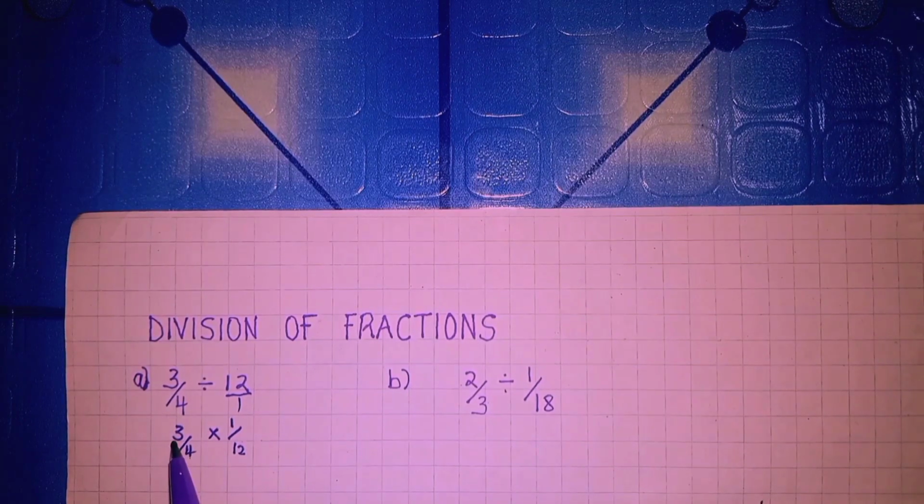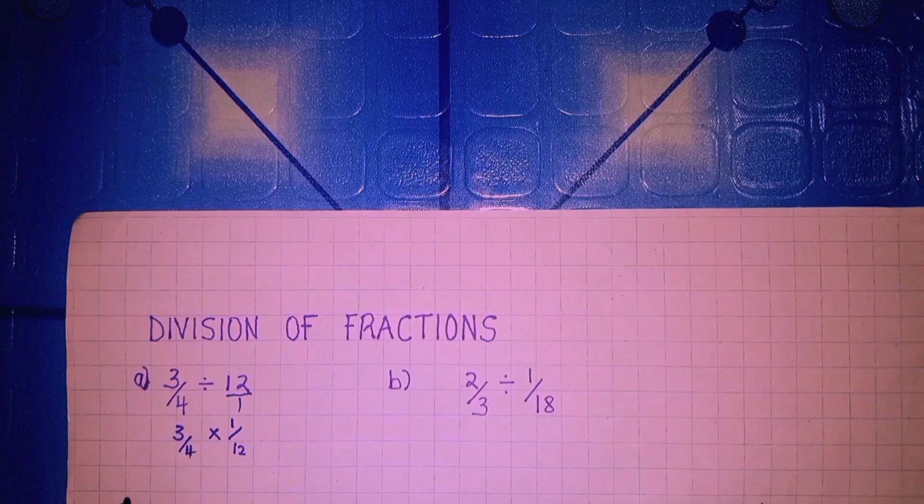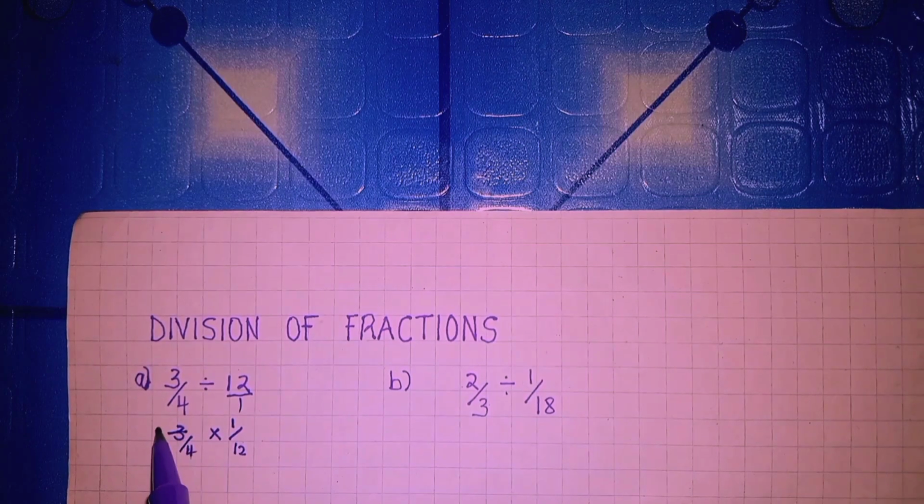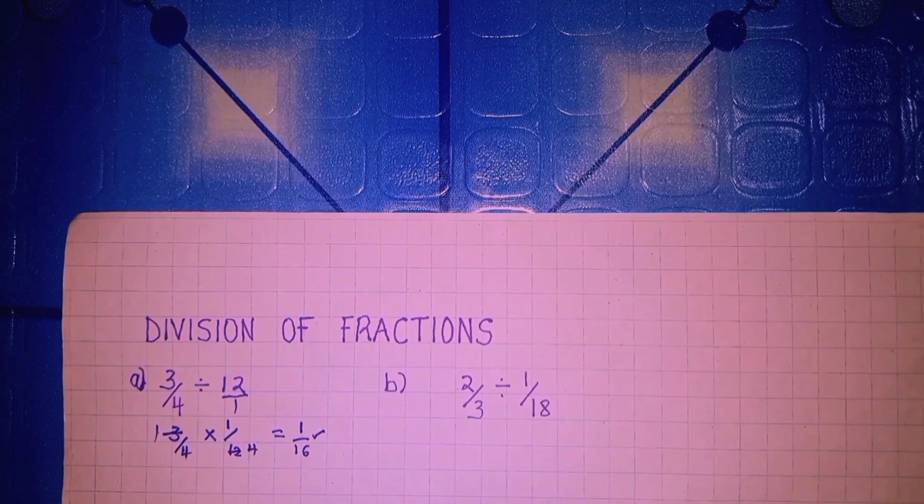So this one becomes 3 over 4 times 1 over 12. So we can divide by cancellation method, 3 and 12. 3 by 3 is 1, 12 by 3 is 4. So 1 times 1 is 1, 4 times 4 is 16. So this answer becomes 1 over 16.